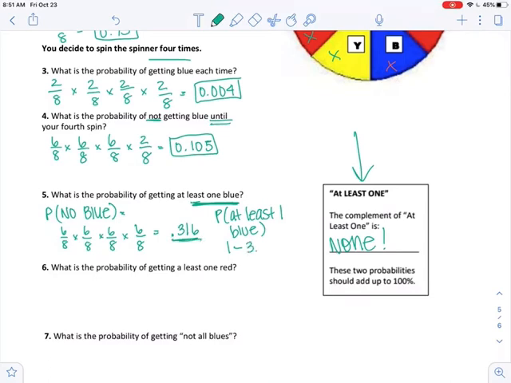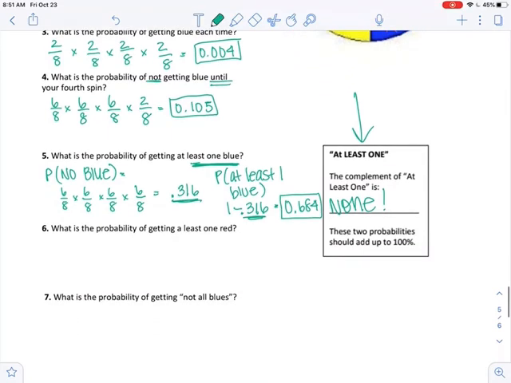When we do this, notice where I got that from. When we go 1 minus 0.316, we're going to get 0.684. And that is the probability of at least 1 blue.